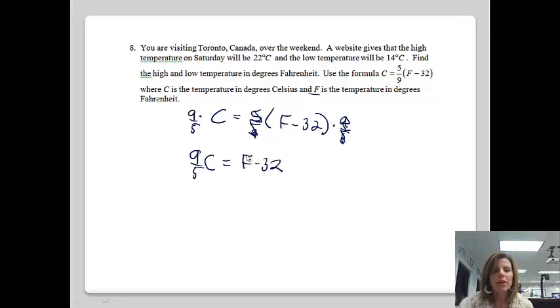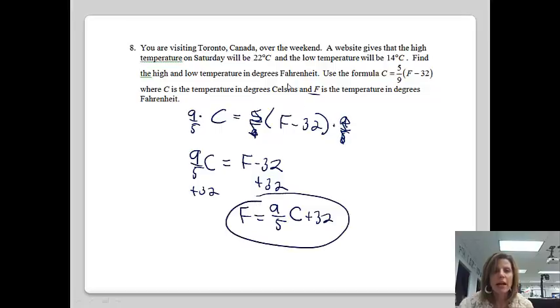And now from here, to get F by itself, to get rid of the minus 32, let's just do plus 32 to both sides. So I'm going to have F equals, and on this side they're not like terms, so we can't put them together, so my answer will just be 9/5 C plus 32, and that's all I need to do. Now we want to figure out what the 22 degrees Celsius and the 14 degrees Celsius would be. So now we can do 9/5 times 22 plus 32.